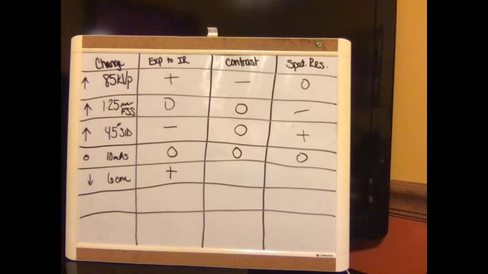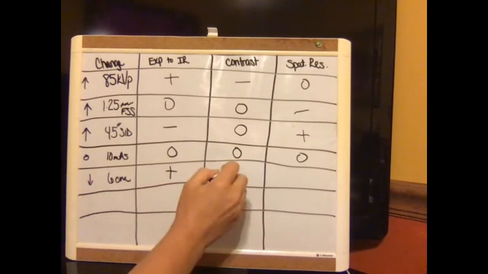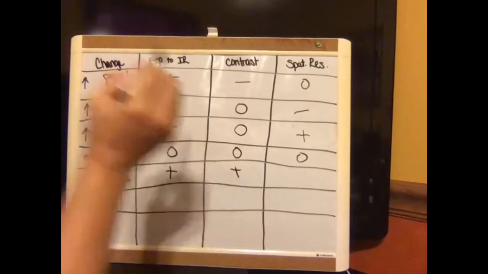Contrast. We know that contrast is decreased whenever you have an increase in patient thickness. In this situation, we got the opposite. We got a decrease in the thickness, so we're going to have an increase in the contrast.